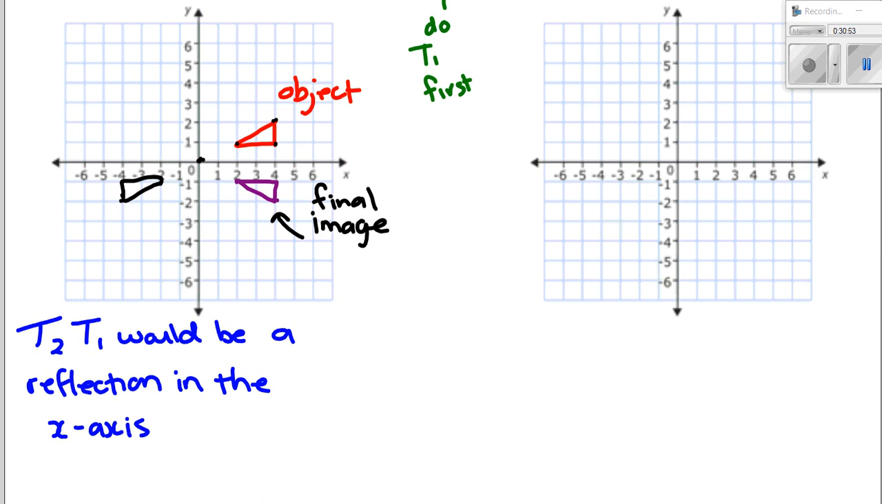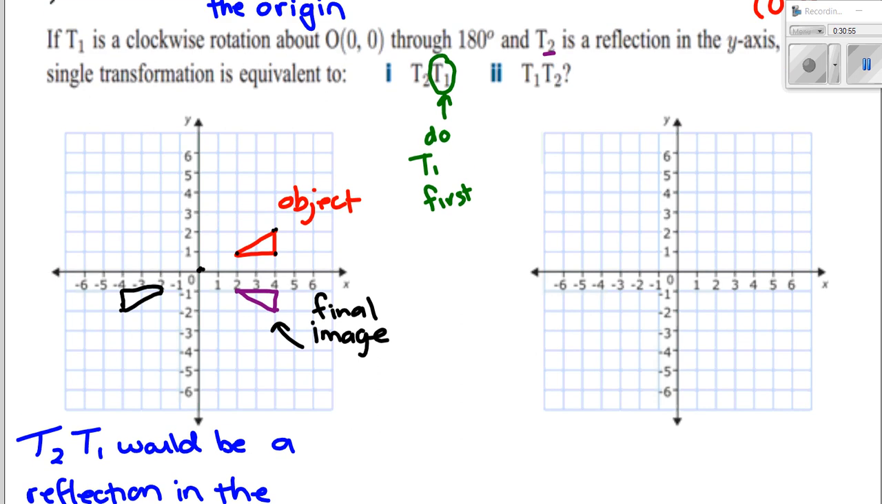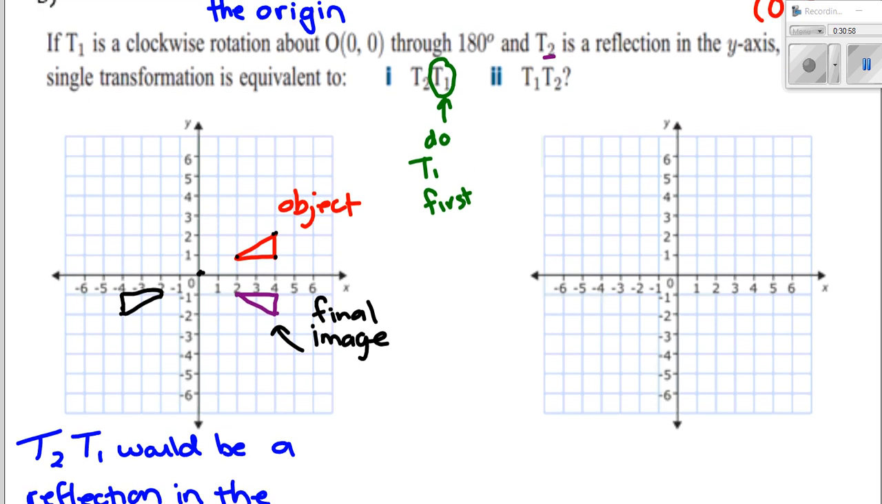So what's the next thing we're asked to do in part II? T1 and T2. So for this one, we have to do T2 first. So again, we've got to do the original object. The original object is at T1, this one, and this one. It seems to allow me to draw the original object all the time. Okay, cool. Must be something to do with the red pen. So what's T2? T2 is a reflection in the y-axis. They're always easy. I love reflections in the y-axis.